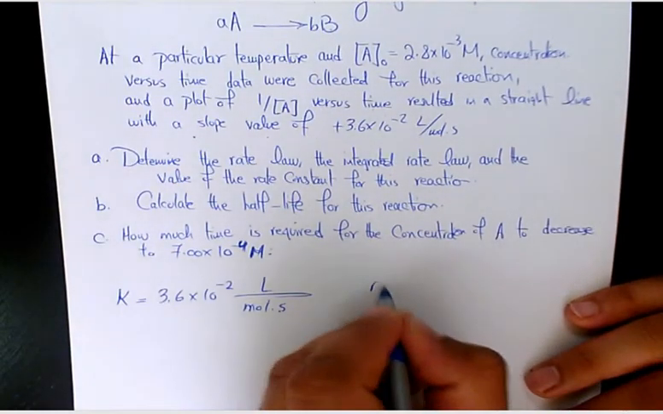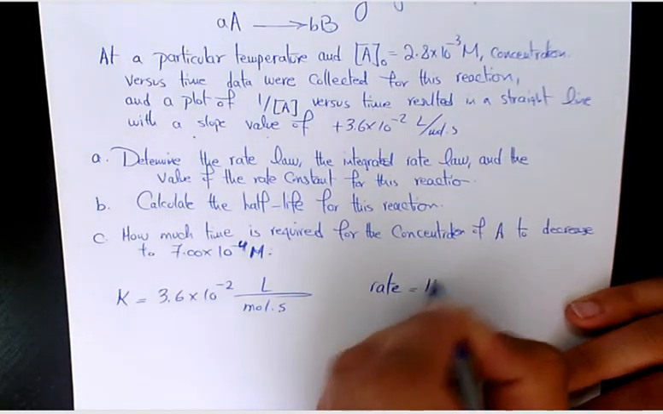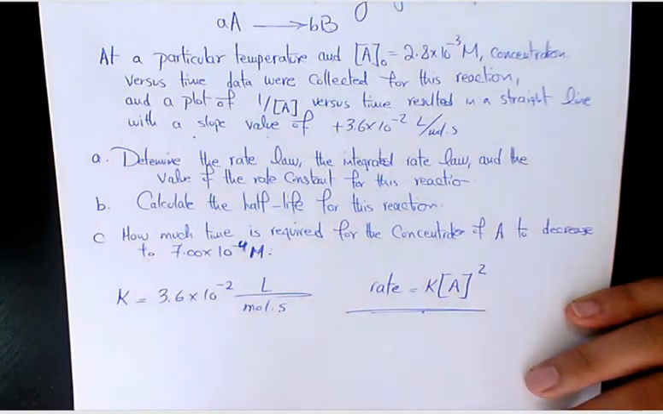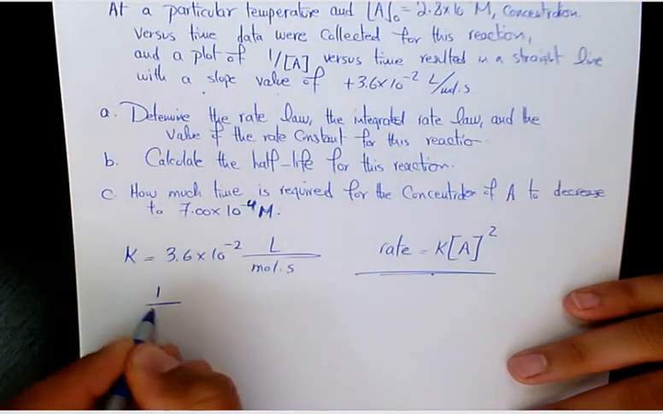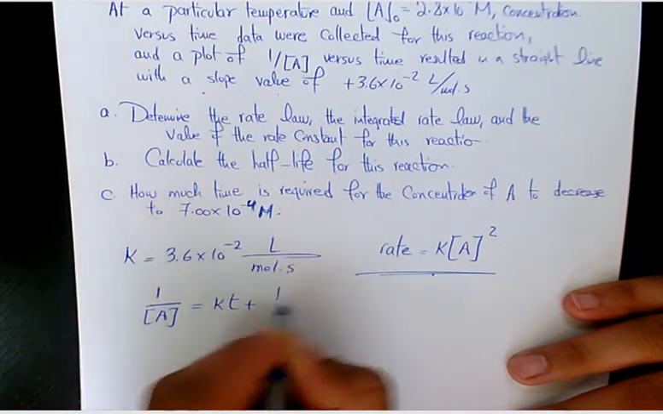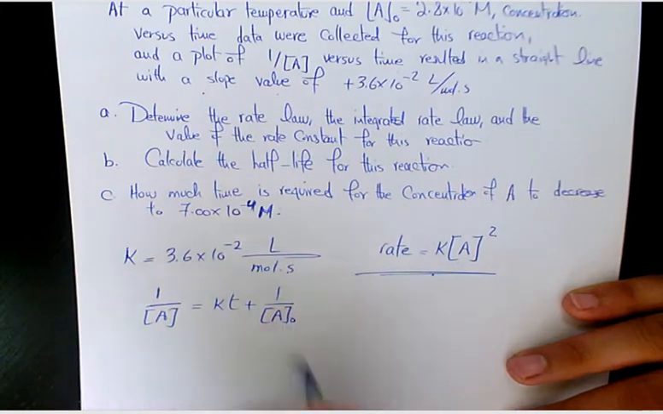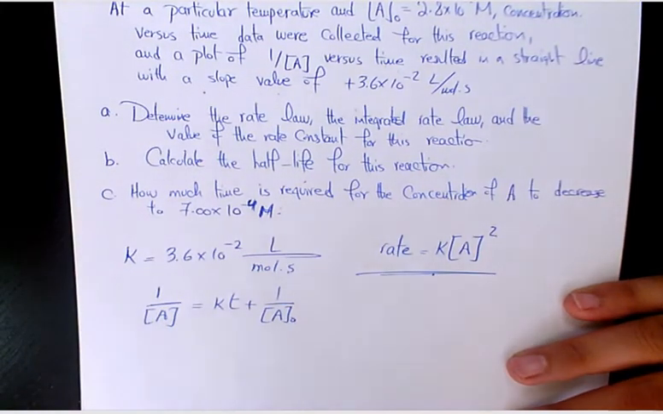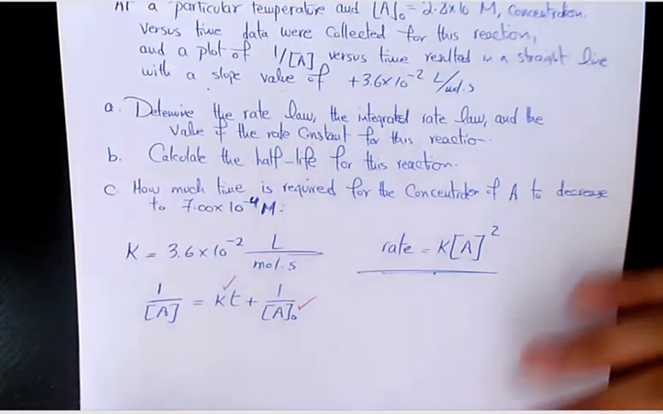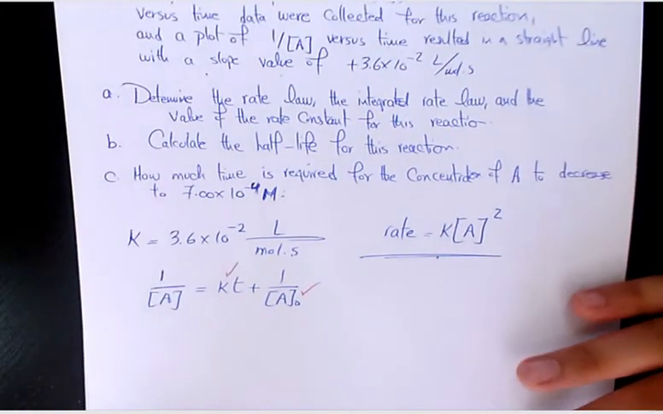So rate is going to be K times A to the power of 2. So that's how we write it. And the integrated form is going to be 1 over A equals KT plus 1 over A naught. So far we know the value of K and we know the initial concentration. So that's it for the first part.